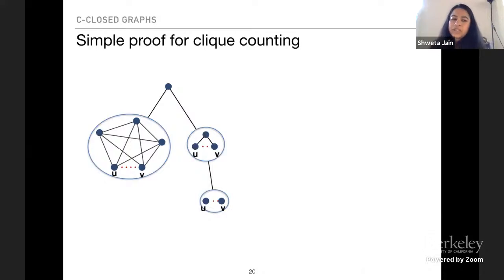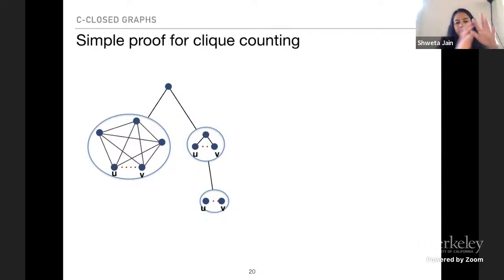So what happens in the case of C-closed graphs? Consider a missing edge UV in the original graph. We're going to define two kinds of nodes. If the subgraph that we're looking at is a clique, then we know that we don't need to explore that branch further. We can just take that clique, combine it with the vertices on the path, and get a bigger clique, and then we can check for maximality.